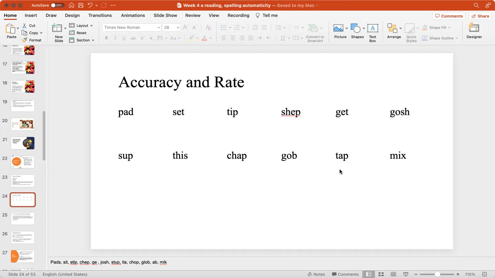The next word is stip. Madeline, what did I do? Stip. You added an S sound to the beginning of the word. Exactly. The next word is chep. Yes, Jose, what did I do? You added a C. You substituted the SH for CH. Exactly. Substituted was correct. Okay.